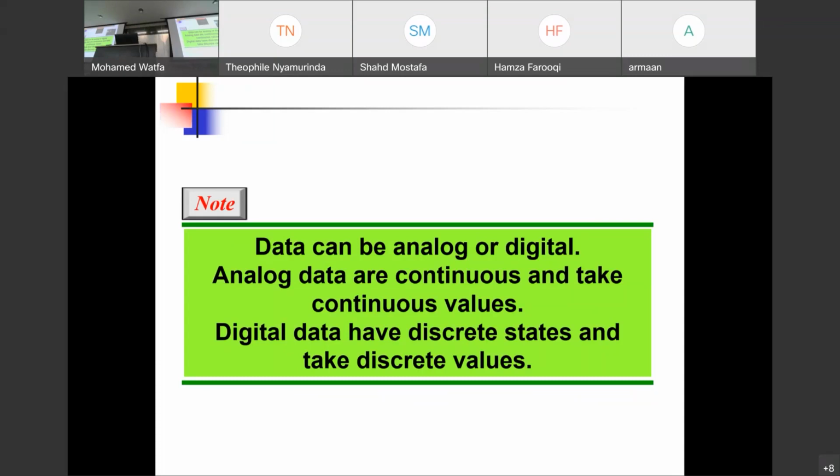Okay, yes, of course, baseband is digital. Broadband is analog. Okay, so that's another example. Okay, move on.